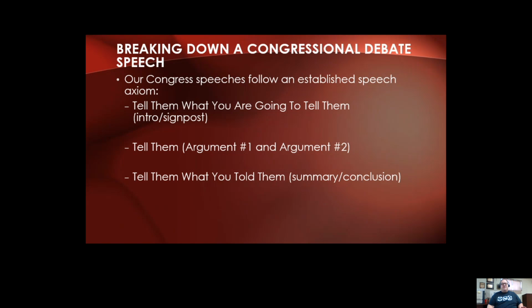So basically, the philosophy of our Congress speeches goes along an established speech axiom. Tell them what you're going to tell them, which is what the introduction and signpost is. Tell them, which is what argument one and argument two are, and then tell them what you told them, which is summary and conclusion. It would be nice to sit there and think that all that you have to do is say something once and the judge gets it. But the reality of the fact is that it usually takes more than once to tell a judge something before they truly understand and appreciate what it is that you've said.